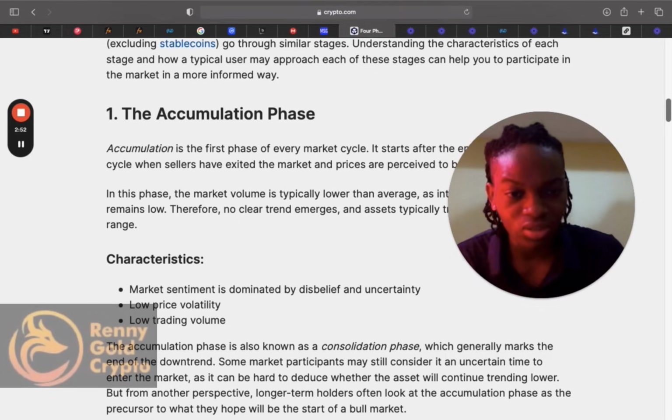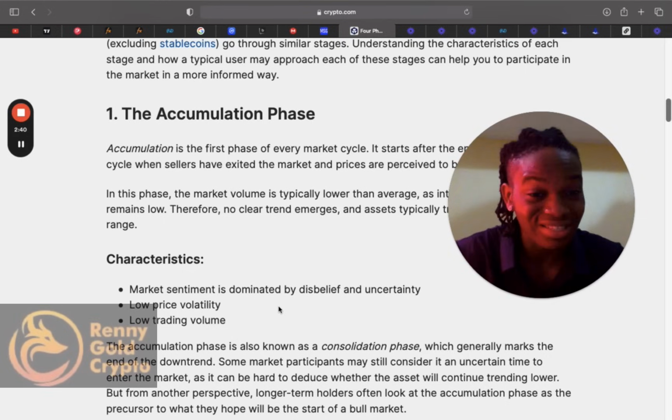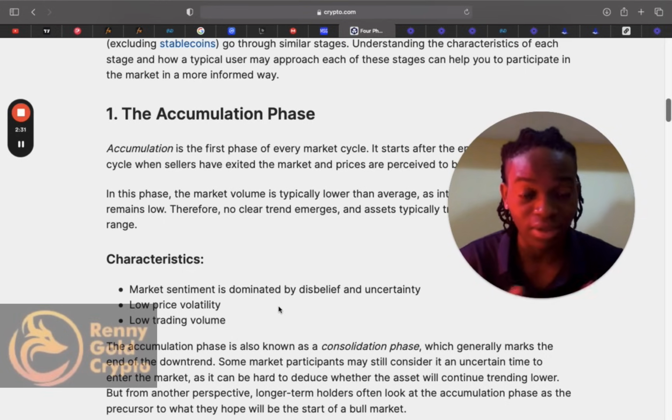So the characteristics of the accumulation phase, what you should expect during this phase, is disbelief and uncertainty in the market, whereby there's low interest. Everybody out there is just scared. So in this case, nobody's buying. There's low trading volume, meaning nobody's buying anything. Institutional investors are calm. They are not really doing too much.